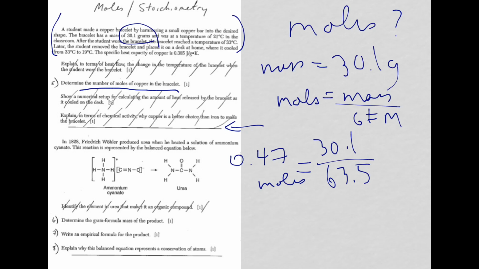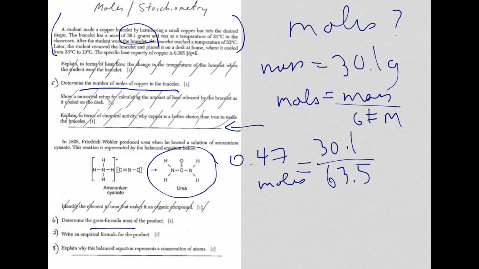Okay, let's check out number 6. Number 6 goes along here with this reading passage about urea, and the first question says determine the gram formula mass of the product. We've seen a question like this before on the last video, where we're looking at a structure here, and we have to list all of the elements, the number of times they appear in the formula, get the masses off the periodic table, multiply them out, and add them up.